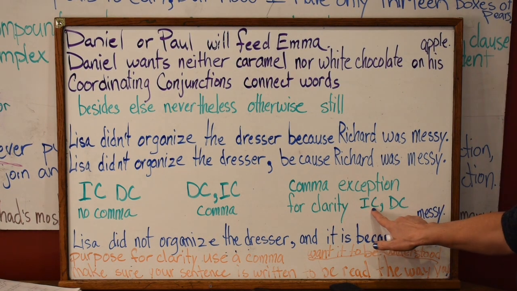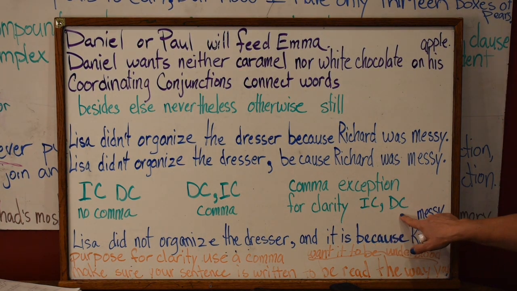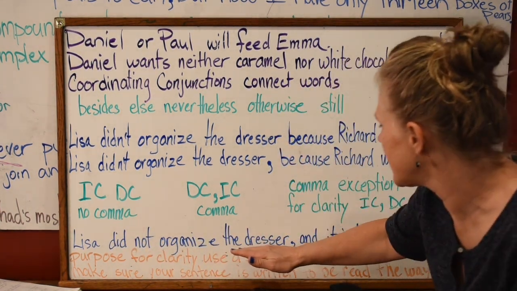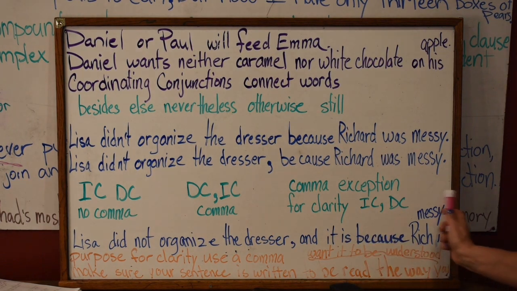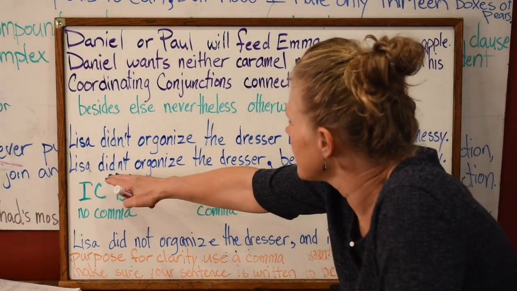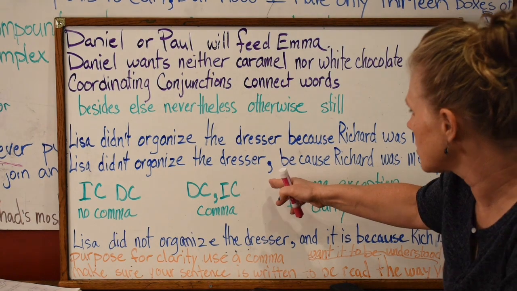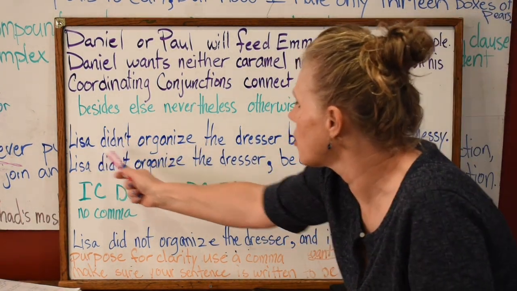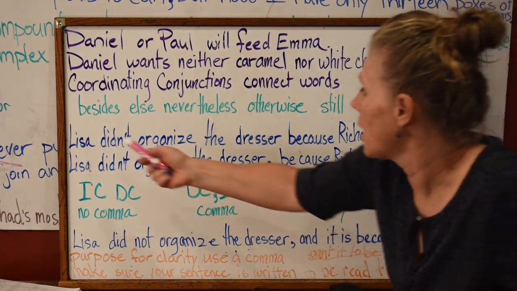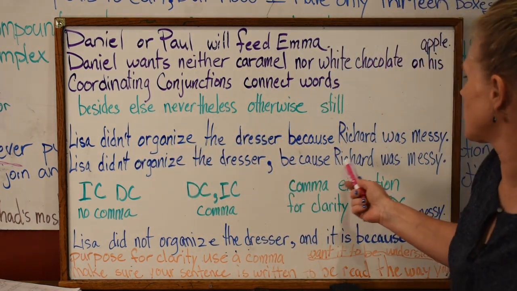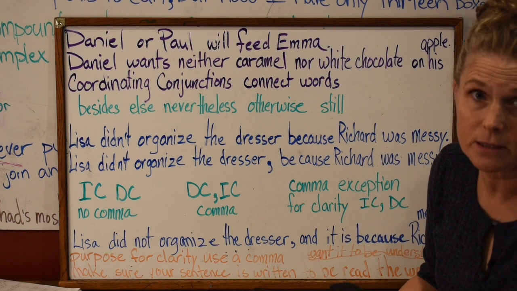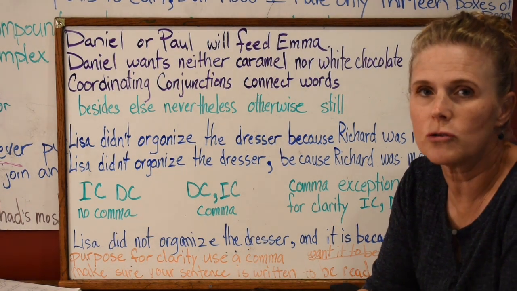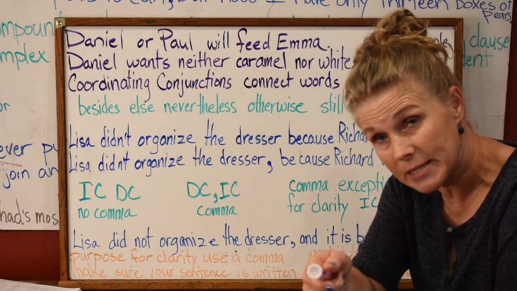Even, see how we have an independent clause and a dependent clause right here? Then you put in your comma. So right here, Lisa didn't organize the dresser, and it's because Richard is messy. See, right here, Lisa didn't organize the dresser, comma, it's because Richard's messy. And this one shows that, yeah, maybe I did organize. I didn't just organize the dresser because Richard was messy. I just decided to organize it. That's how that can be completely confusing. So use your commas if you absolutely have to find clarity. Does that make sense, Paul?